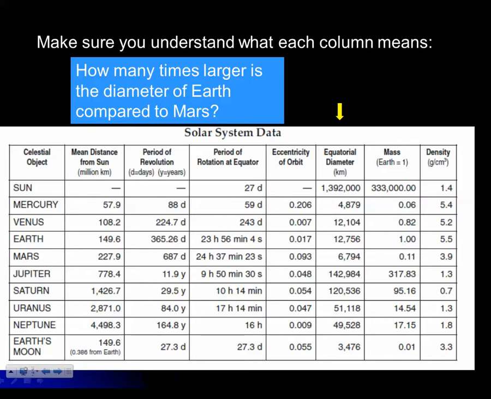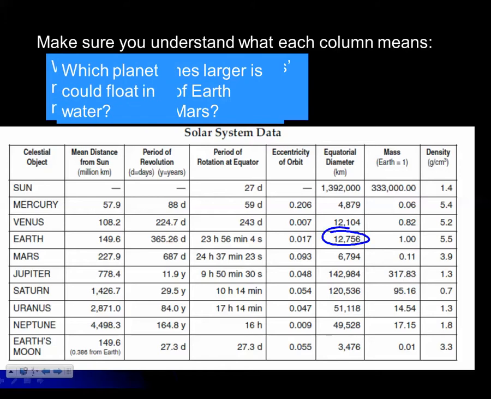How many times larger is the diameter of Earth compared to Mars? So how many times larger is this number compared to this number? And you just divide them and you get an answer. And it's almost 2 times larger. But you can get the exact number if you had a calculator.